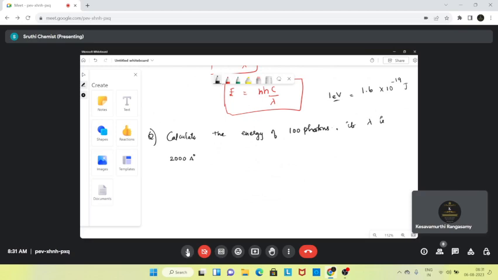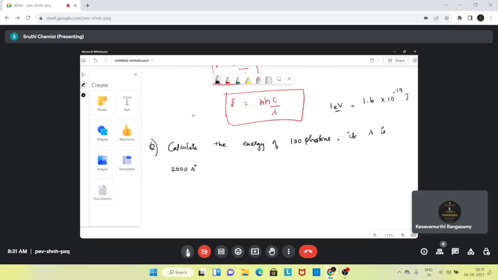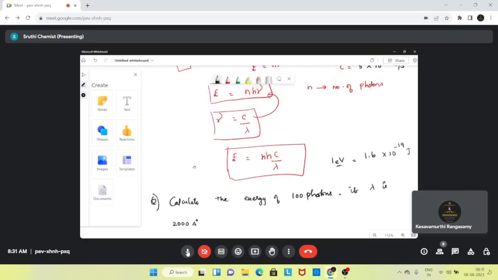So tell me what formula we have to apply. We know two formulas. One is E is equal to nh nu. The other one is E is equal to nhc by lambda. So which is an apt formula for this question? The given is the N value, 100 photons. Then what is our lambda value? Lambda value is 2000, very good. It's in 2000 angstrom.